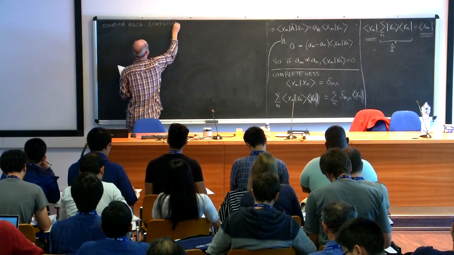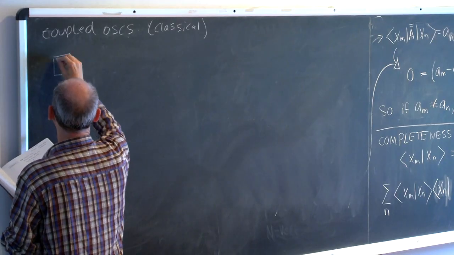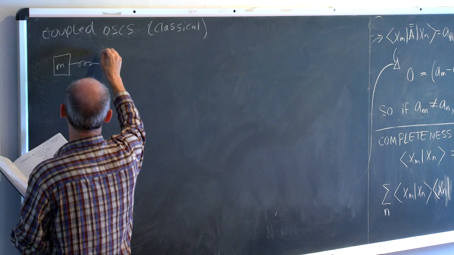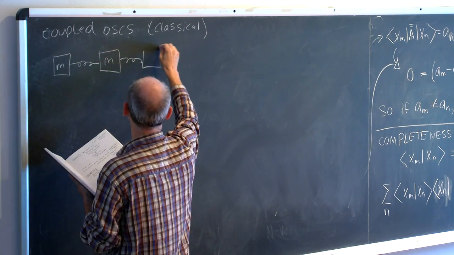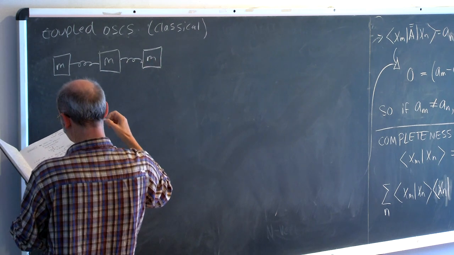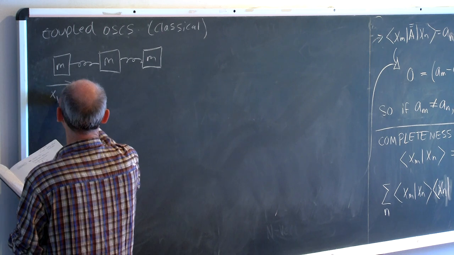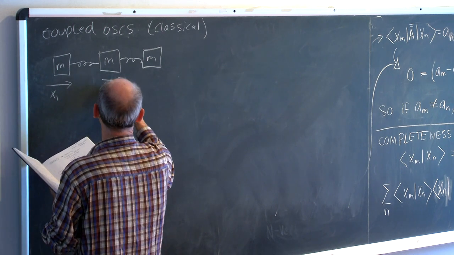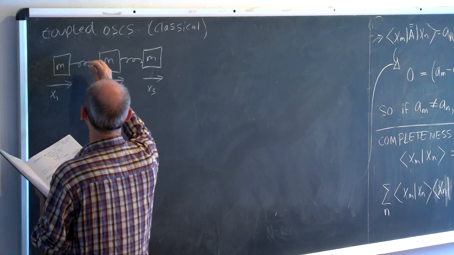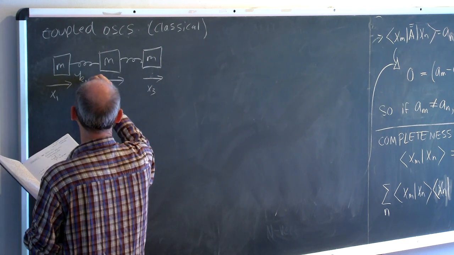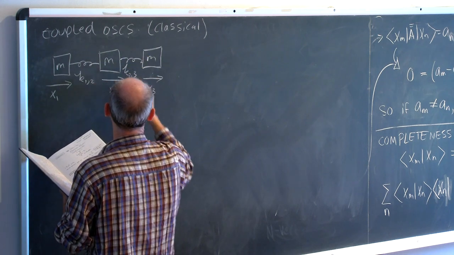Okay, so to begin at the beginning, if I have a bunch of oscillators coupled by springs, and for the time being, let's assume all their masses are the same, but not necessarily their springs. So this is object one. It has coordinate x1. This object has coordinate x2. This object has coordinate x3. And they're coupled by springs, like spring 1, 2, spring 2, 3.